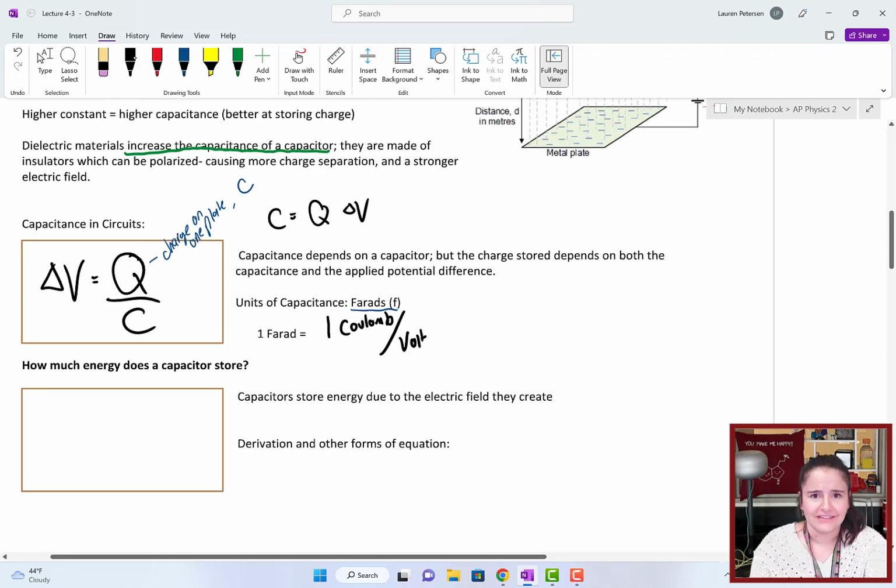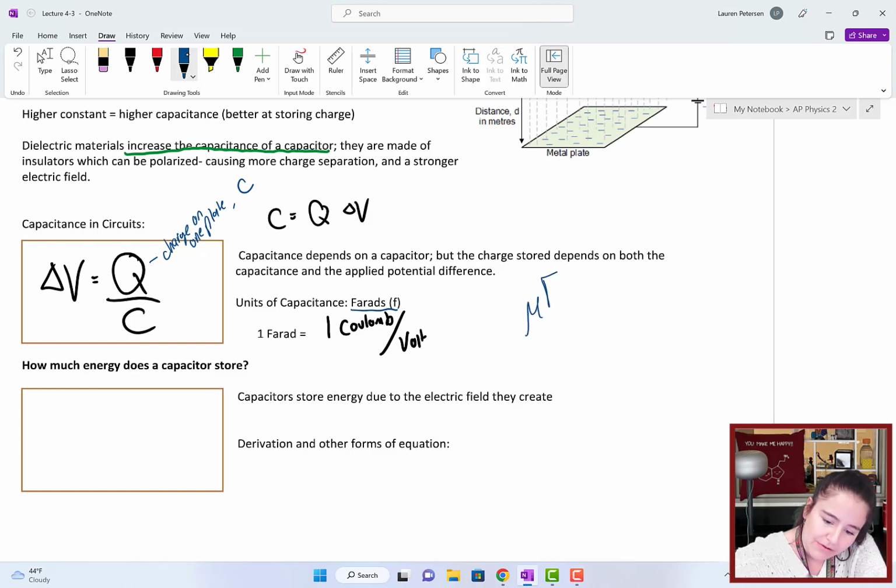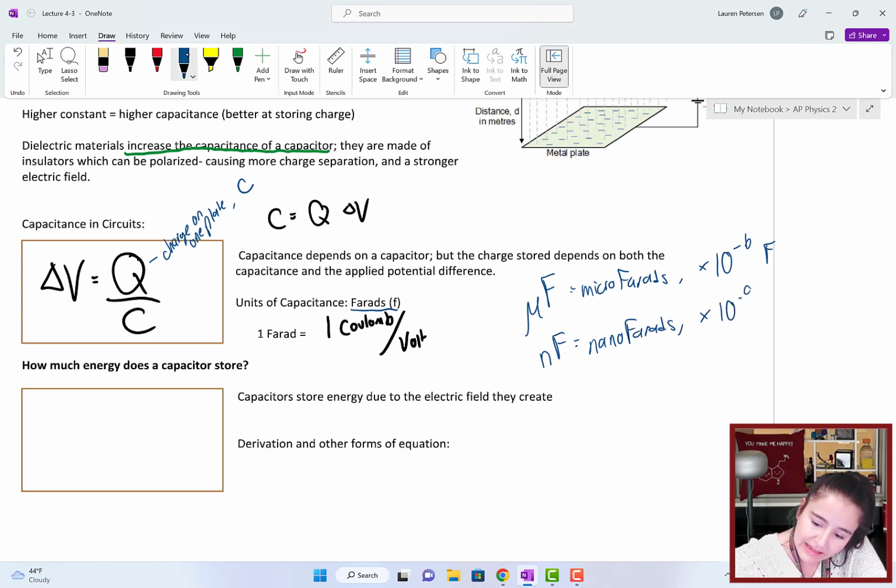So 1 farad is like a really high capacitance. Most capacitances that we'll work with will be in microfarads, which is times 10 to the negative 6 farads, or even nanofarads, which is times 10 to the negative 9 farads.